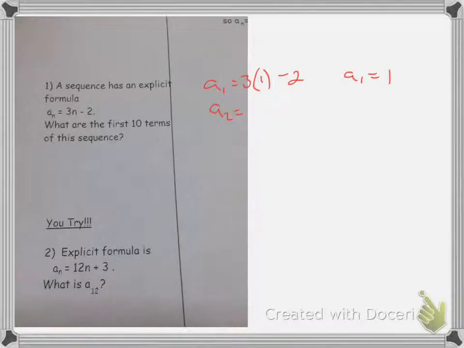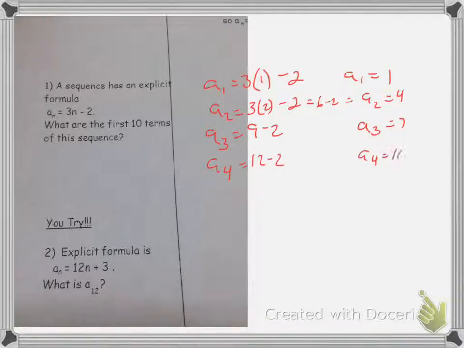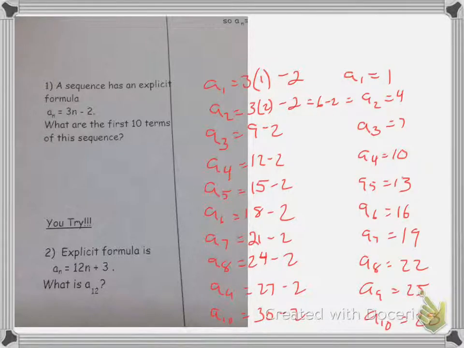A sub 2, 3 times 2 becomes 6. 6 minus 2 is 4. So a sub 2 is equal to 4. A sub 3, 3 times 3 is 9. 9 minus 2 is 7. A sub 4, 3 times 4 is 12. 12 minus 2 is 10. Excuse me. A sub 5, 3 times 5 is 15. So go ahead and finish this. I'm going to pause it and do the rest.